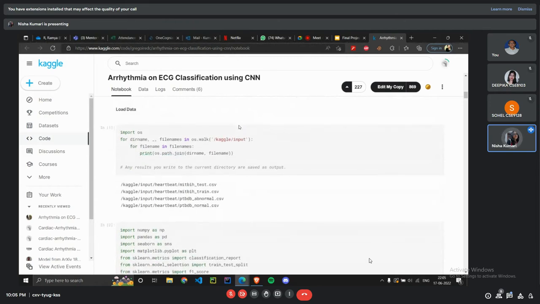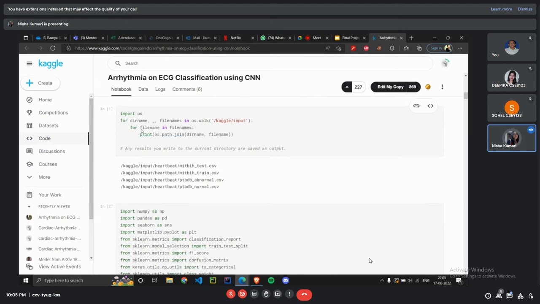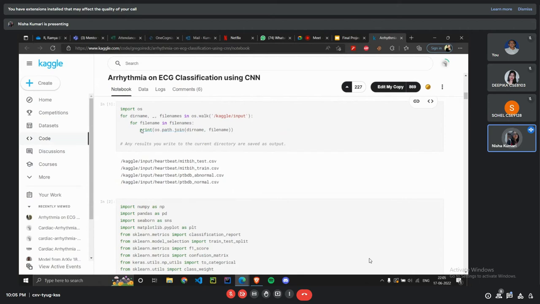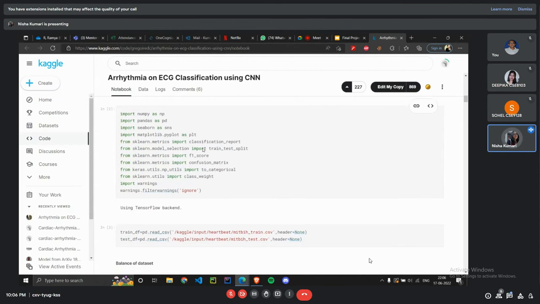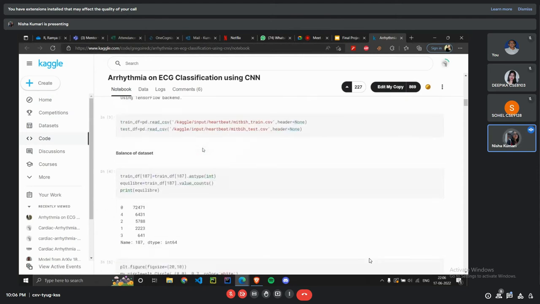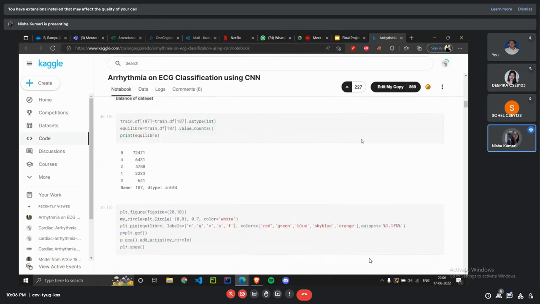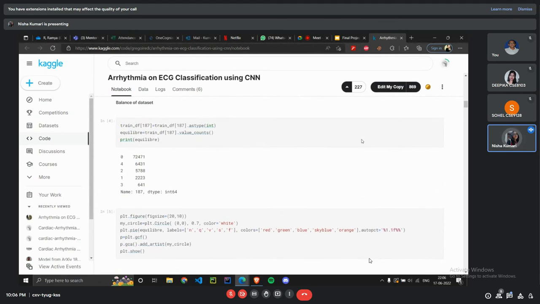First, what is happening is that we are loading our data. We are importing the OS module, which will help us work with the functions needed to interact with the operating system and related functionalities. We imported different Python libraries and modules, like NumPy, Pandas, Seaborn, Matplotlib, and many others. Here we are reading our data set. As I have already shown in the previous slide, I have tried to balance the data set.